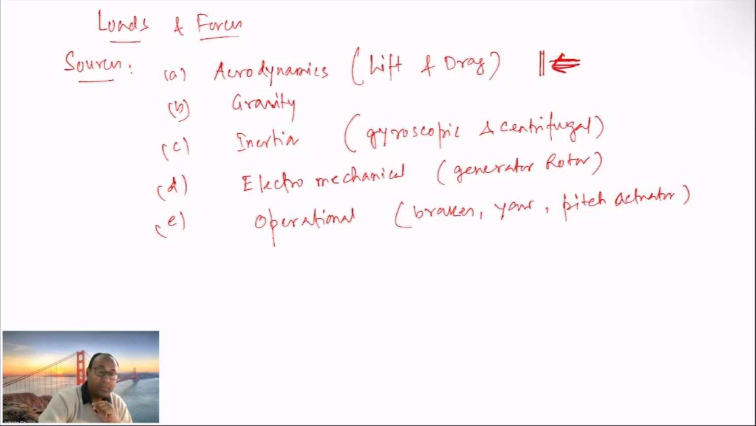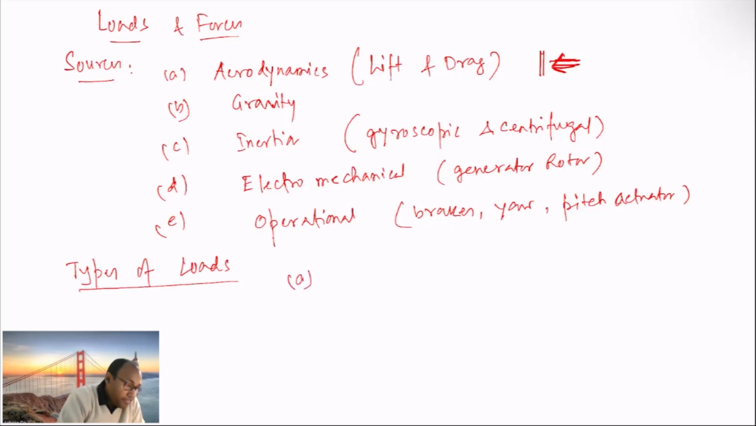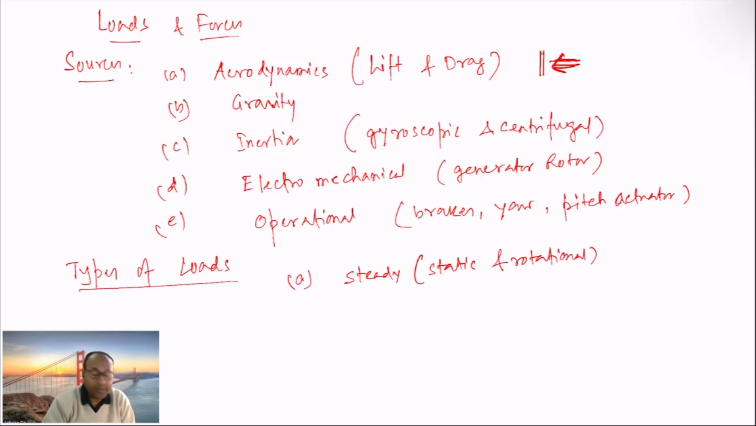Now we can also look at, so these are the sources of loads, but we can think about what are the types of loads. Okay. So one could be, let's say, steady. That means it can be static and rotational. Then you can have cyclic.